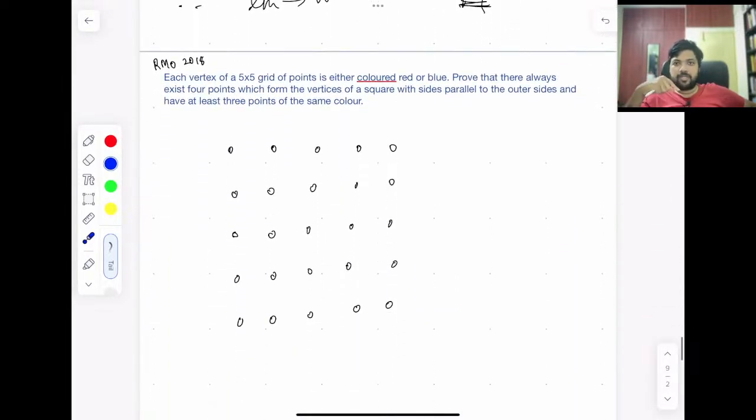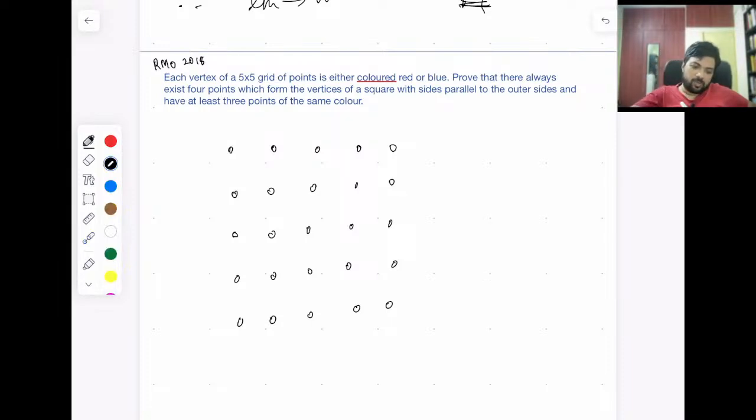Okay, so here is the RMO question. Prove that there always exists 4 points which form the vertices of a square with sides parallel to the outer sides and have at least 3 points of the same color. I think they are talking about these. Oh, square. Okay. So in other words, I should have drawn... It's not the grid in this problem, it's the squares.